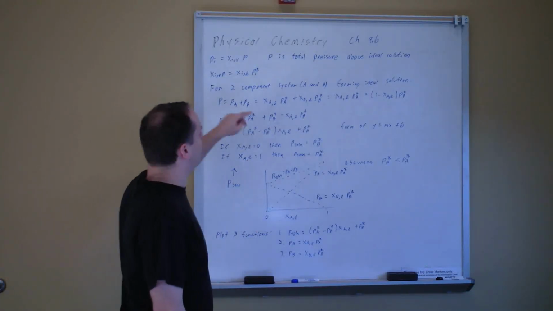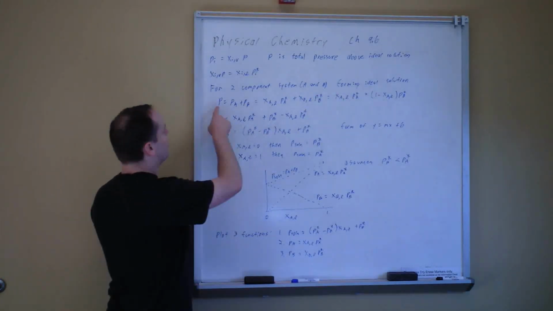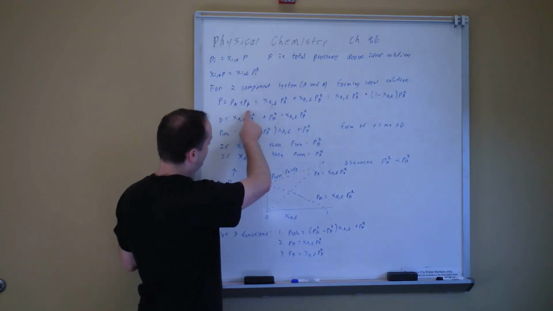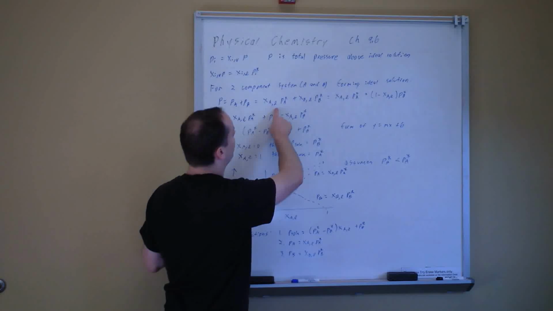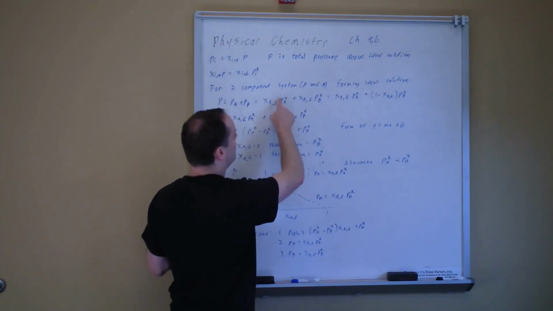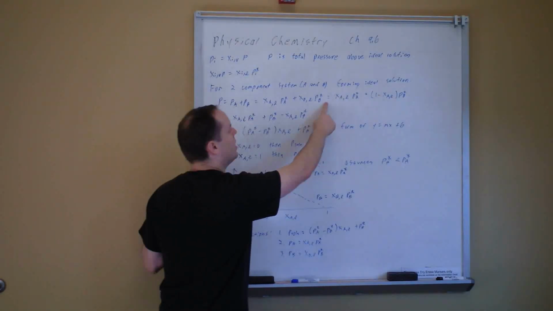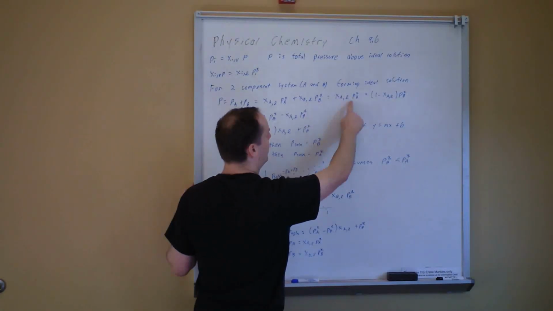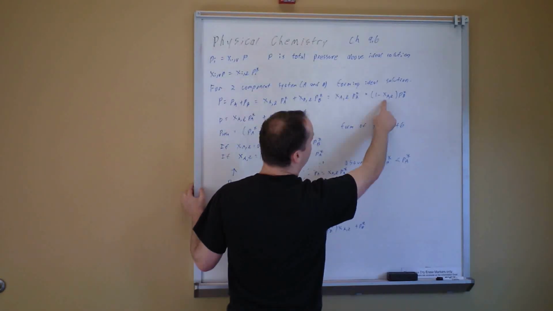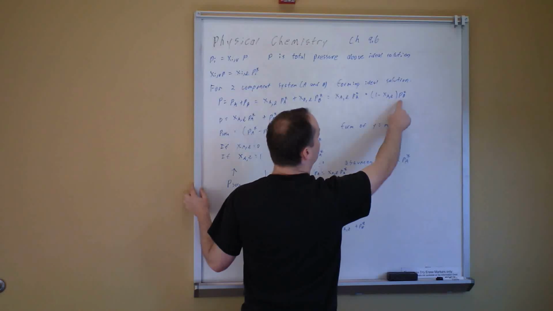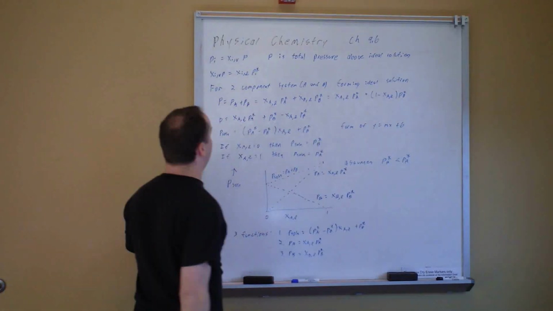Now for a two component system, let's call them A and B, we're assuming it's an ideal solution. So we know that the total pressure is equal to the pressure of A plus the pressure of B. That means the pressure is equal to the mole fraction of A in the liquid phase times the pressure of A unmixed plus the mole fraction of B in the liquid phase times the pressure of B unmixed. And that's equal to the mole fraction of A in the liquid phase times PA star plus 1 minus the mole fraction of A liquid, times PB star, because all the mole fractions have to add up to 1, so we substitute it here.